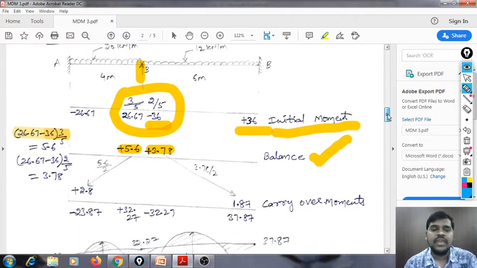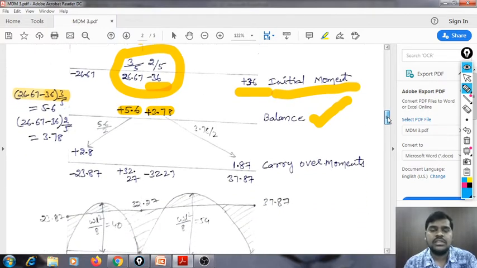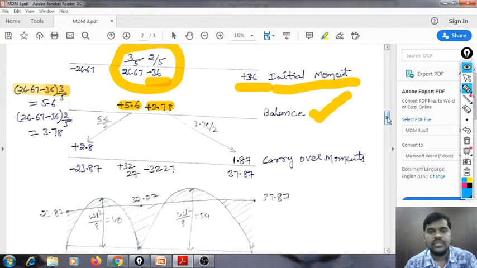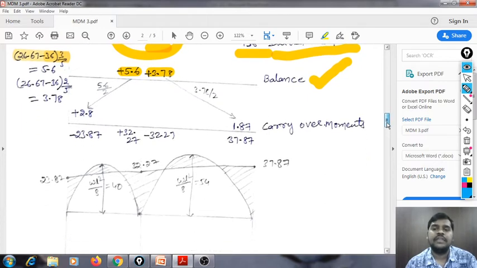Next we have to carry over these moments again. So first the initial moments are written, we have made balance to them, and we are writing moments again. Those moments are nothing but carryover moments. So up to the carryover moments will be taken as the first iteration, or the first cycle.